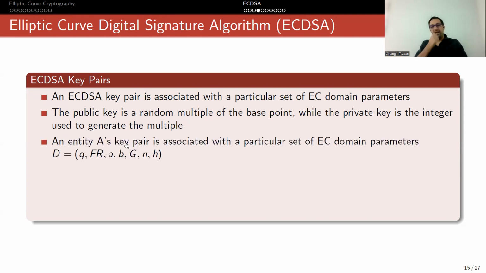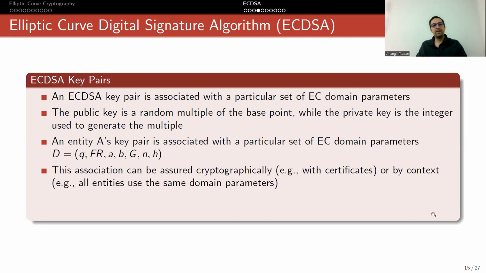Okay. An entity A's key pair is associated with a particular set of elliptic curve domain parameters. All of these are mentioned in the previous slide. You know, Q, the field representation, A and B, which are the values in the definition of the elliptic curve, G the base point, and the number of points G generates, and so on and so forth. This association can be assured cryptographically, for example, with certificates, or by context.